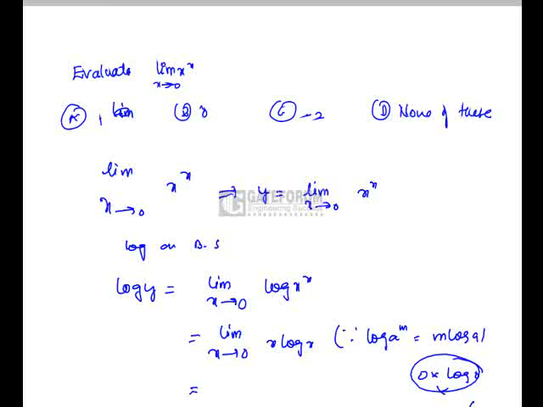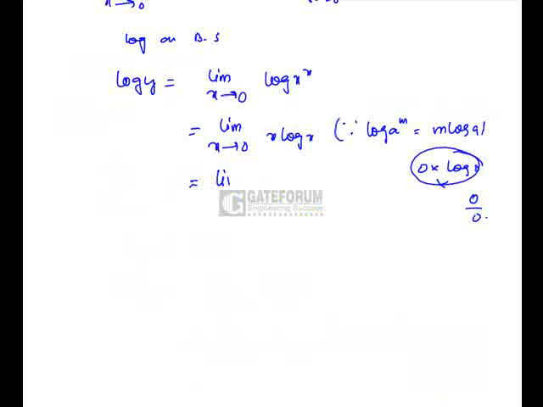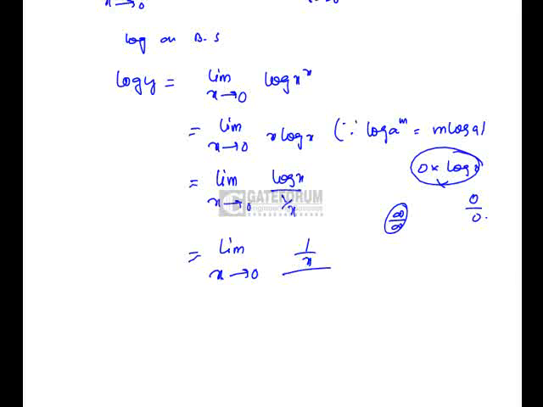So in order to convert it into a form where we can use it, I'll write this limit as logarithm of x by 1 by x, so that it is in the form of infinity by infinity. Now we can use L'Hospital's rule. So let us differentiate the numerator and denominator separately. Differentiation of log x is 1 by x. Differentiation of 1 by x is minus 1 by x square.